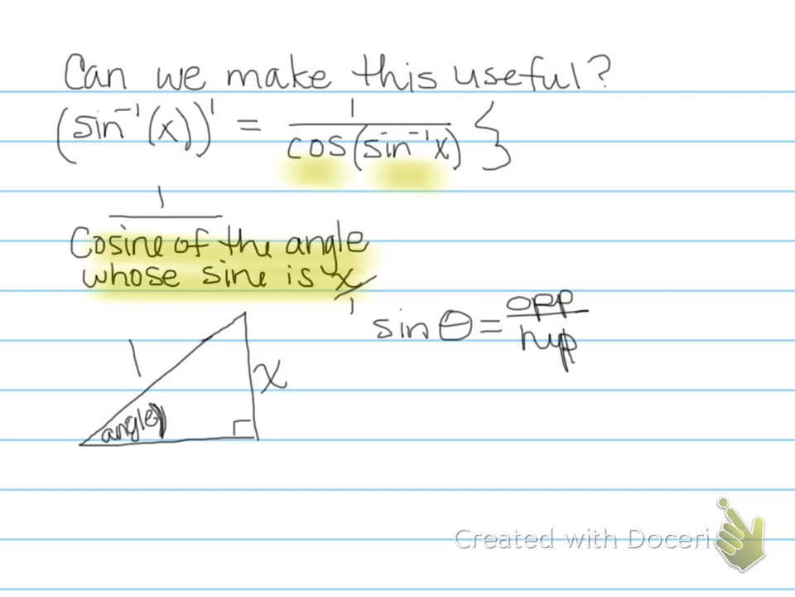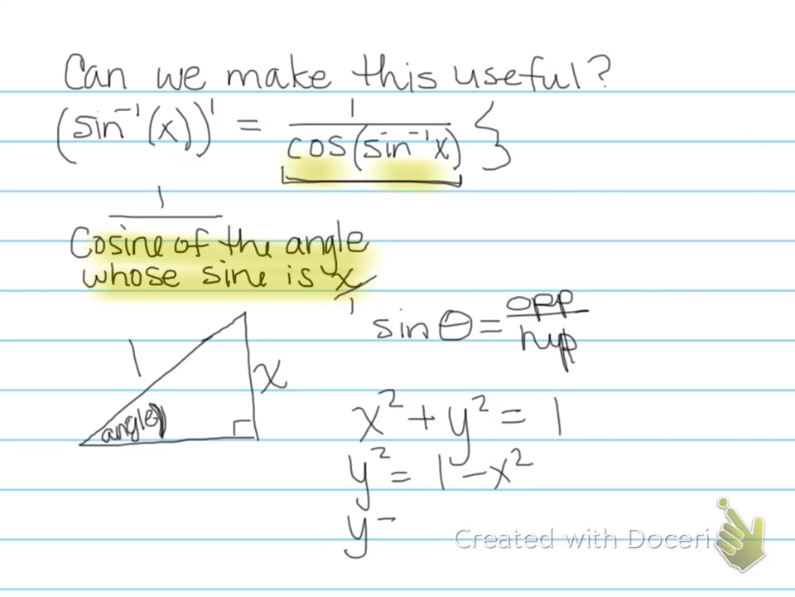Now to find the cosine of that angle whose sine is x, because that's what we need to put on the bottom here, we just need to use the Pythagorean theorem. x squared plus, what do you want to call that side? We'll call it y. y squared equals 1. So y squared equals 1 minus x squared, and y equals the square root of 1 minus x squared.